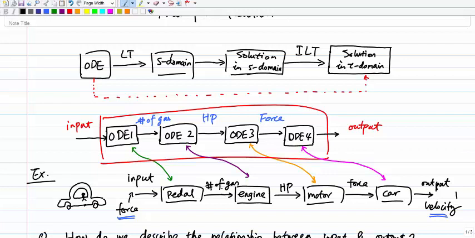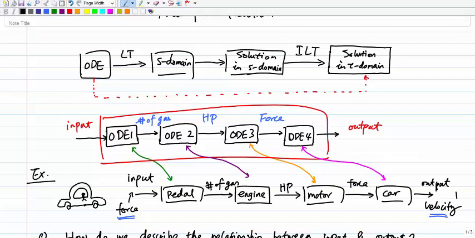Similarly, we can also consider the amount of gas we apply to the engine and the created horsepower as related by an ordinary differential equation, and so on and so forth. We can consider the horsepower generated by the engine as the input to the motor, and the output as the force applied to the car. That one we can also represent by an ordinary differential equation. Lastly, the force we apply to the car and the output, which is the velocity of the car, can also be represented by another ordinary differential equation.